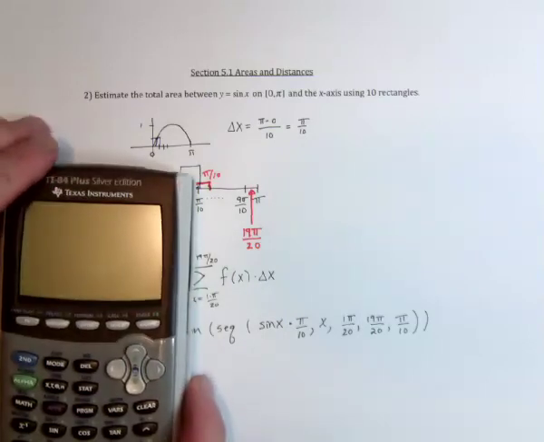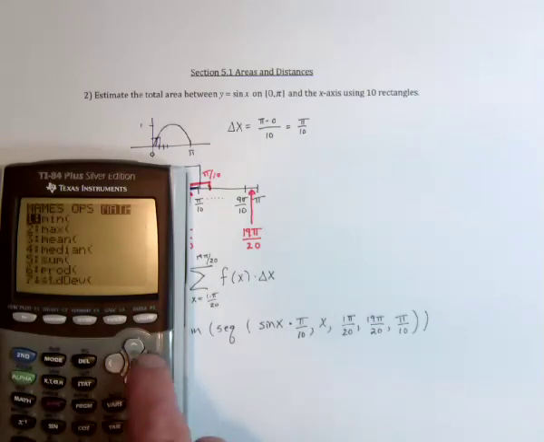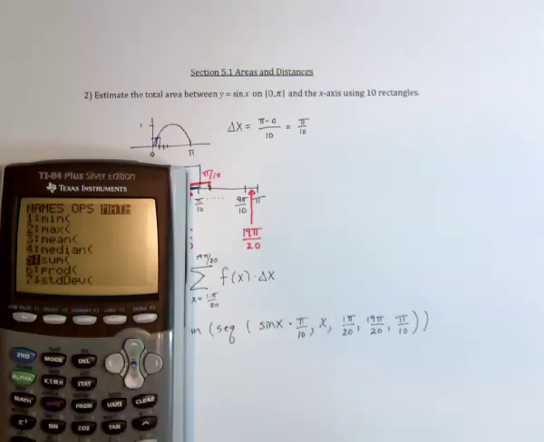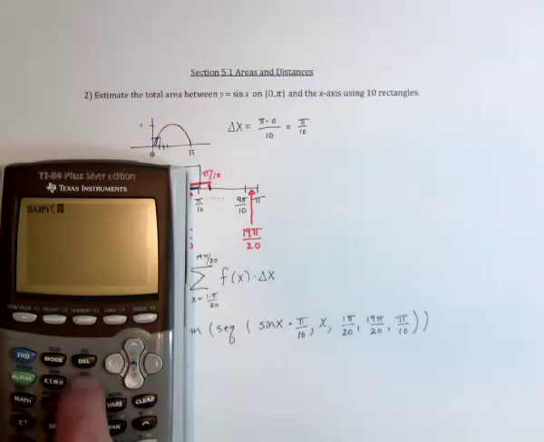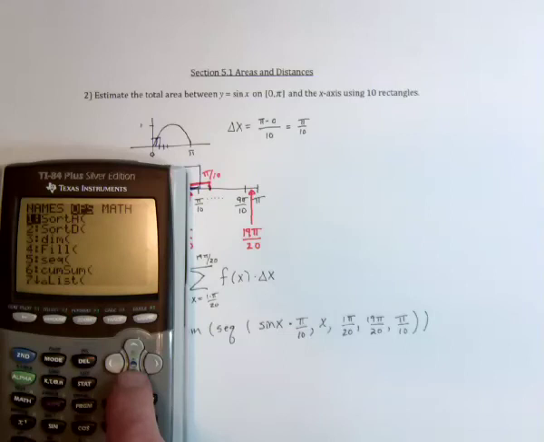So the sum and the sequence are found under list. So second list, move over to math. Number 5 is the sum. Next, the sequence part, so this actually generates the numbers and then the sum adds them up. So second list, move over to operations. It's also the fifth one, sequence.